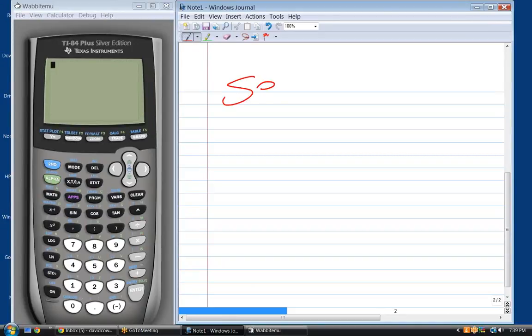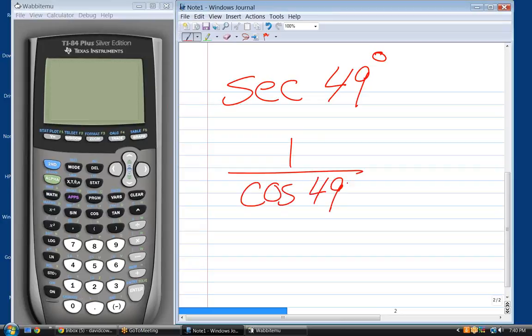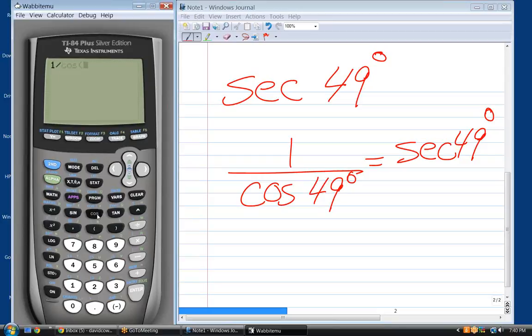Secant of 49 degrees. If I take 1 divided by the cosine of 49 degrees, that's the secant of 49 degrees. So that's the way you have to do them, you have to do 1 divided by cosine of 49. And make sure I'm in degree mode. I am. It's as straightforward as that. As long as you know the reciprocal, that's the way to do it.